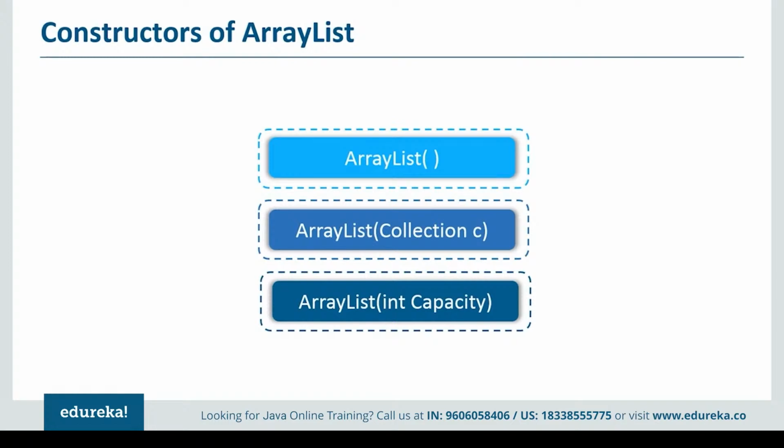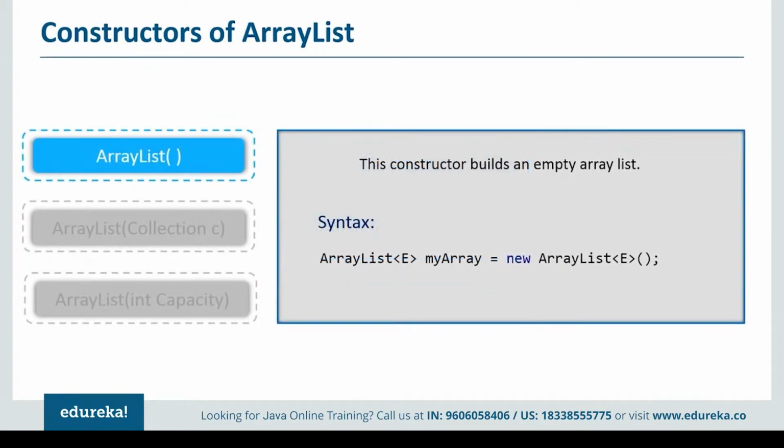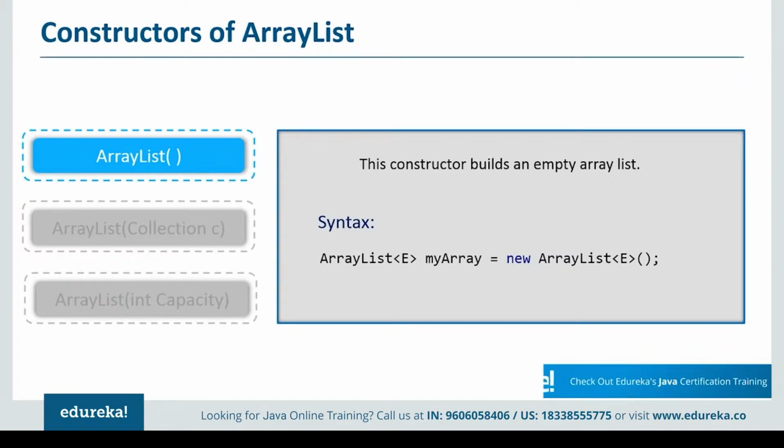Now let's see the various constructors supported by Java ArrayList. First, ArrayList(). This constructor builds an empty array list. Coming to syntax, myArray is a reference to an ArrayList that holds the references to objects of type E. The array has an initial capacity of 10 cells, although the capacity will be increased as needed as references are added to the list. And cells will contain references to objects of type E.